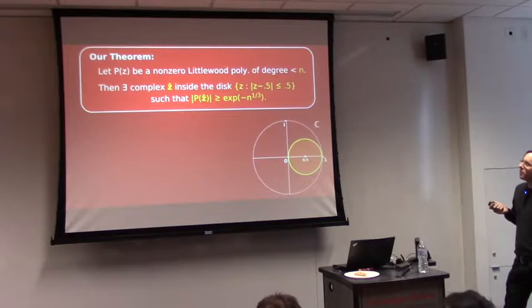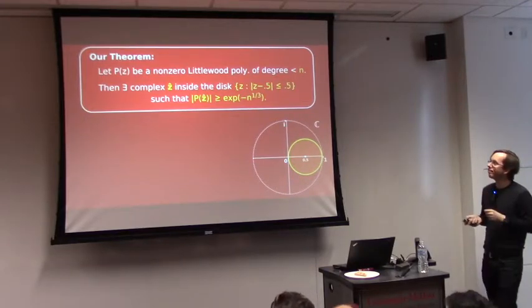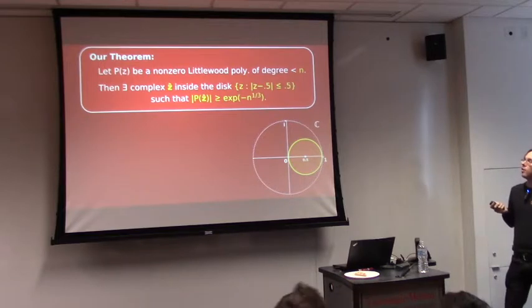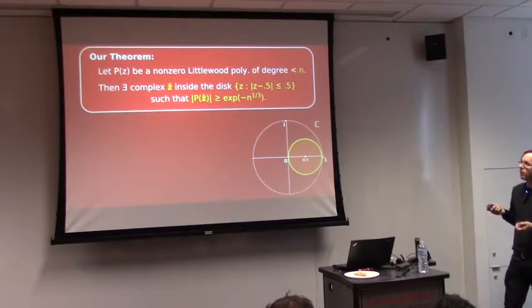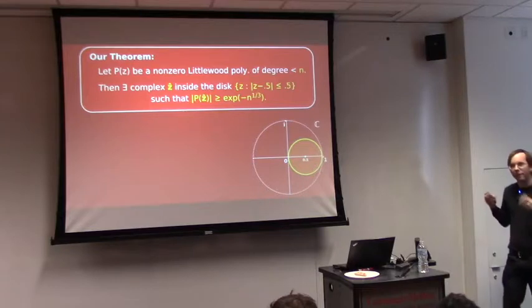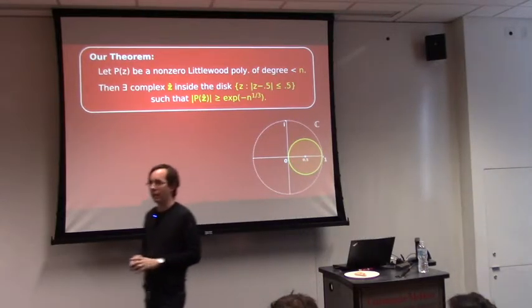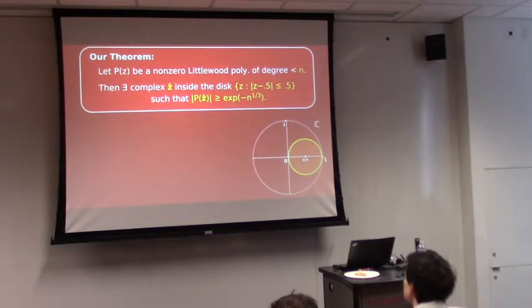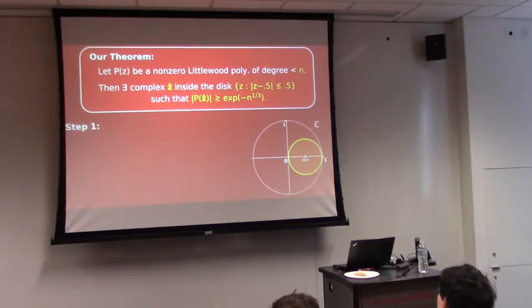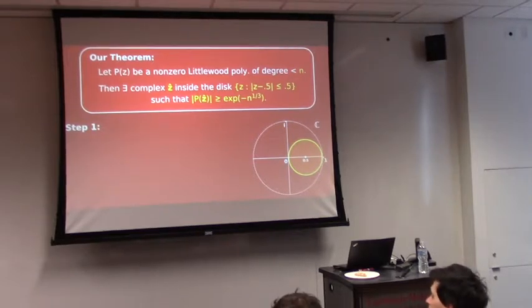So this is our main theorem, in some sense, our main technical theorem. Suppose you have any non-zero Littlewood polynomial of degree bounded by n, then somewhere in this disk, the polynomial takes on a value that's at least exponential in minus n to the 1/3. And yes, this is going to be the same 2 to the minus n to the 1/3 that gives the trace reconstruction result. And that's what I want to prove to you. So are we ready? Let's try to prove it.